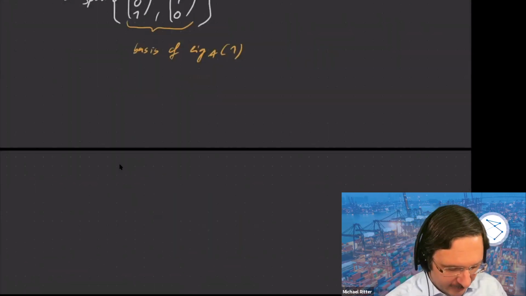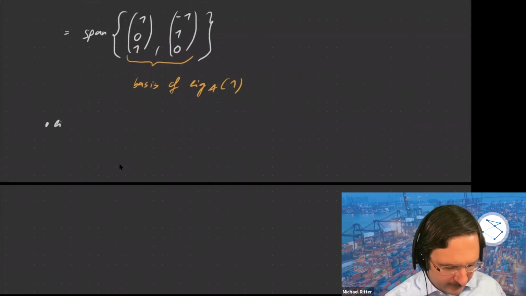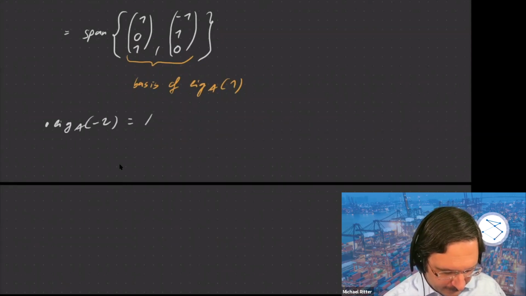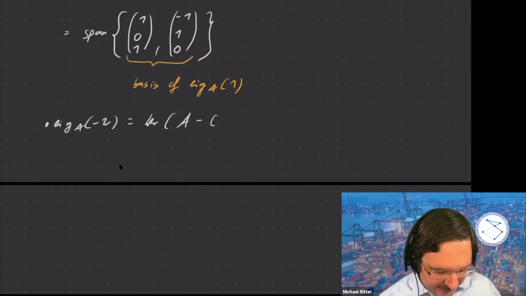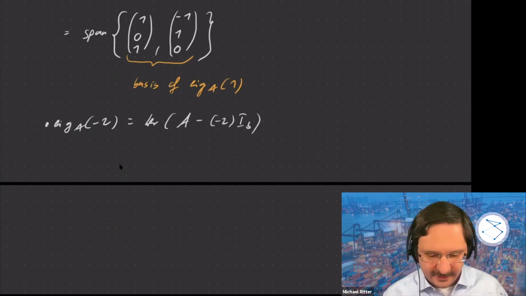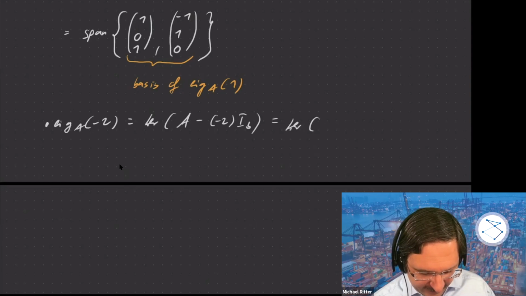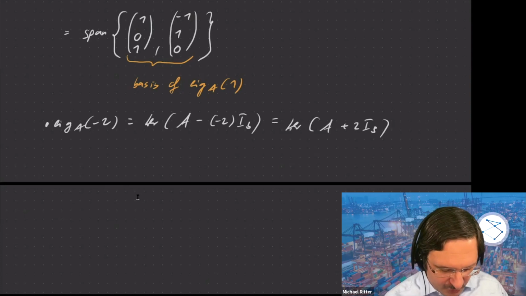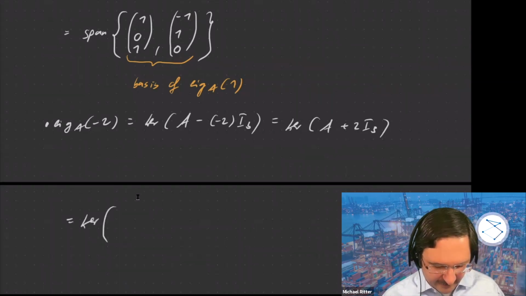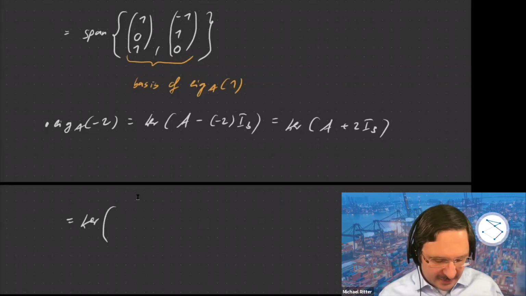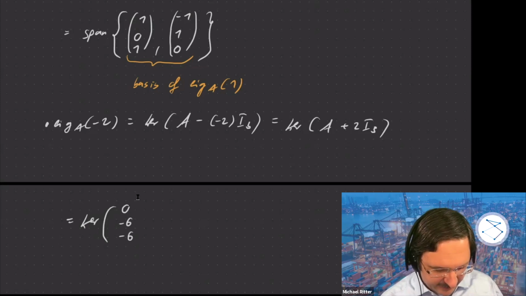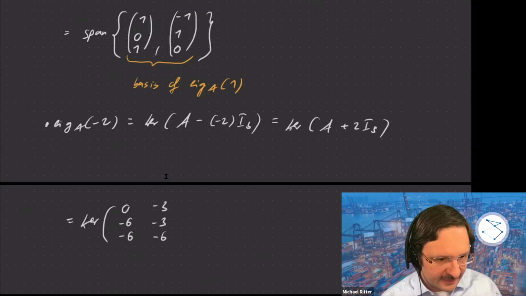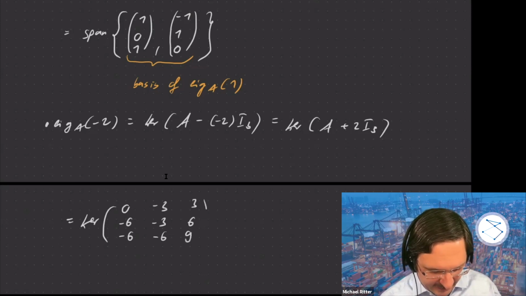Same thing for the eigenspace for the eigenvalue minus 2. So we determine the kernel of A minus minus 2 times the identity matrix. Please note that this effectively means the kernel of A plus 2 times the identity matrix. And well, if we do this computation, we get the kernel of the matrix with A plus 2's on the diagonal. That would yield 0, minus 6, minus 6, minus 3, minus 3, minus 6, and 3, 6, 9 here.